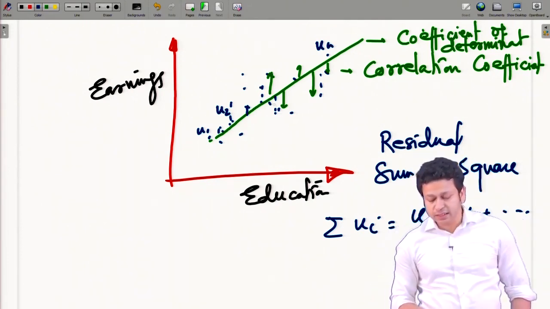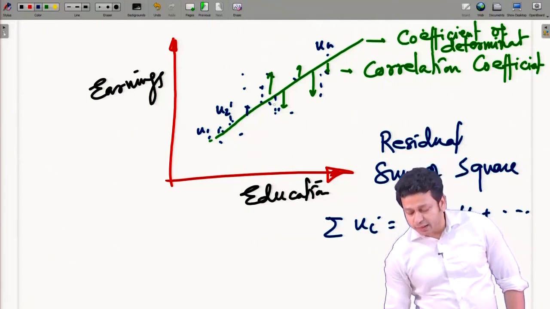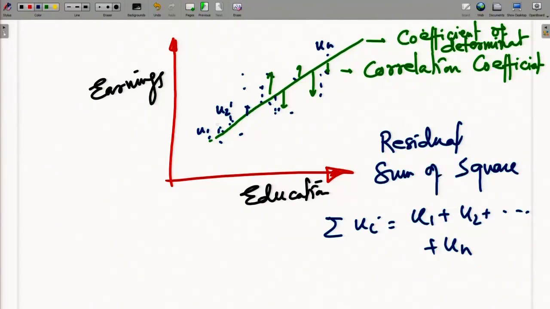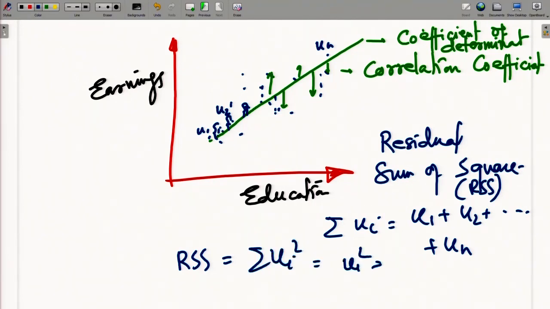We actually want to capture the overall error, and to do that we need to square these error terms, and then take the sum. That is what we call the residual sum of squares, or RSS. Let me write it down here. Now, how do we compute RSS? RSS is equal to the summation of U1 square, U2 square, up to UN square.